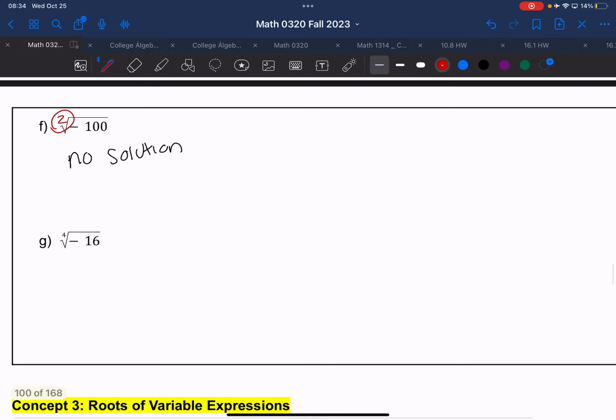So knowing that information, what's the answer for G? No solution. Because our nth root is what number? 4, and is 4 even or odd? It's even.